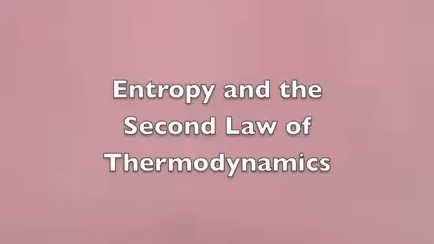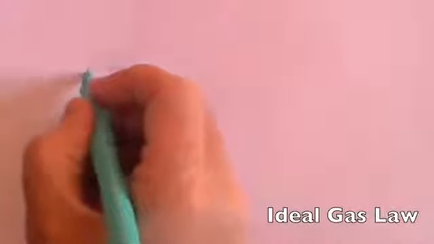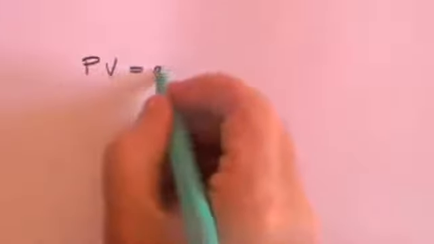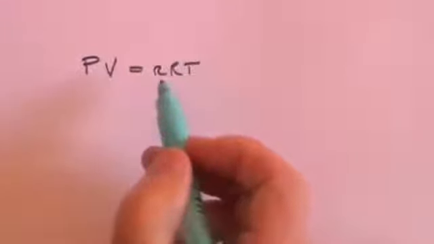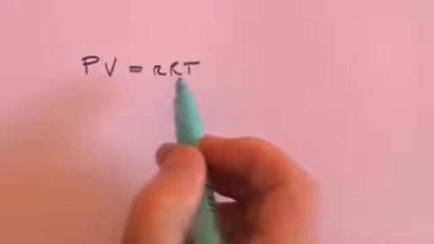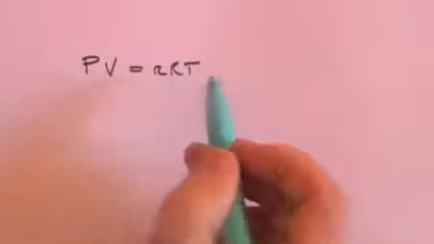Hello, today we're going to look at entropy and the second law of thermodynamics. We're going to start with two formulae derived in my video Thermodynamics A-Level Physics. The first is the ideal gas law, which says that PV equals nRT, where P is the pressure of the gas, V is the volume of the gas, n is the number of moles of the gas, R is the gas constant, and T is the temperature of the gas.